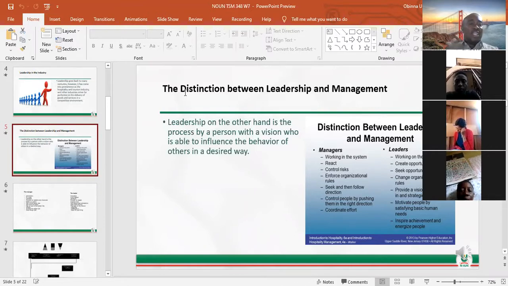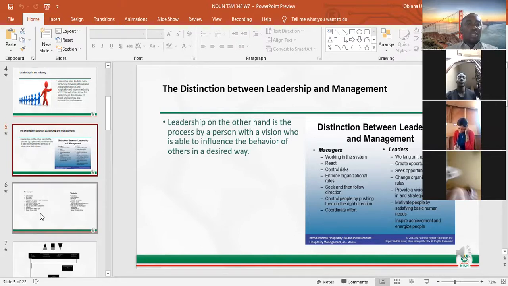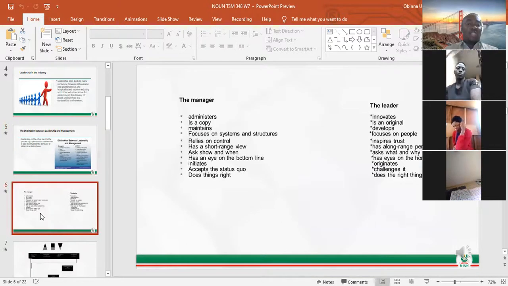You can see that the leader creates while the manager controls. So for a person who is a manager to become a leader is a process you need to pass through. Are we there? Yes, sir. Now, that is my note. In your material, this is what you have.